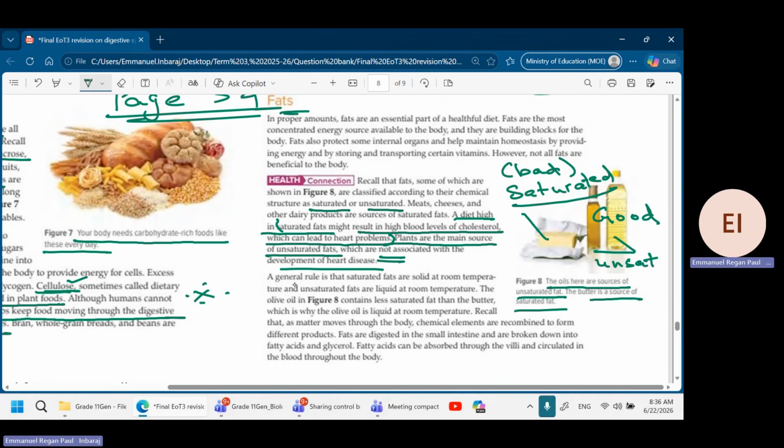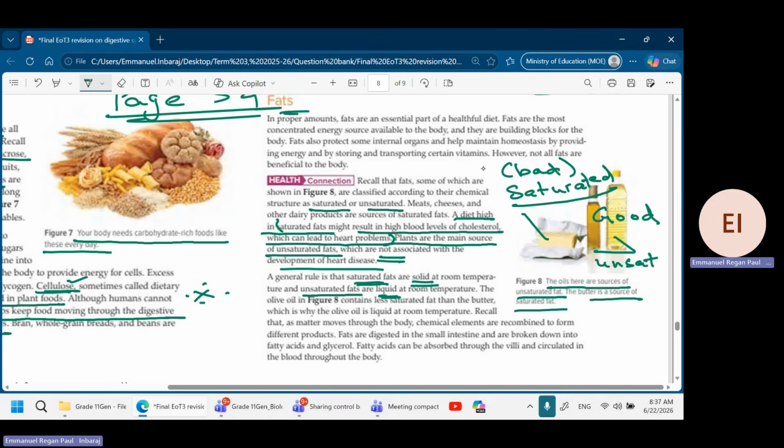The next thing that you need to know is, look at this. The saturated fats are solid at room temperature. You see, butter is solid at room temperature, whereas the unsaturated fats are liquid at room temperature. So unsaturated are liquid, saturated are solid. Remember, this is another important thing.